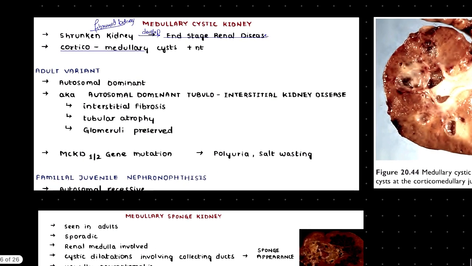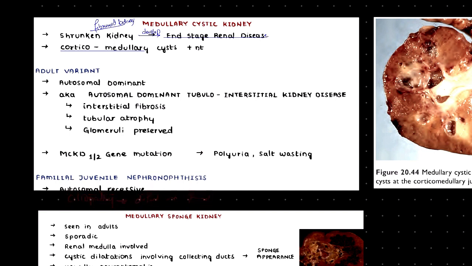Since the adult variant was autosomal dominant, this is our autosomal recessive one. Another thing is that it causes ciliopathy. What is ciliopathy? Ciliopathy is a defect in the functioning of cilia.